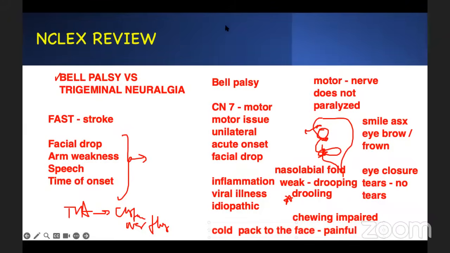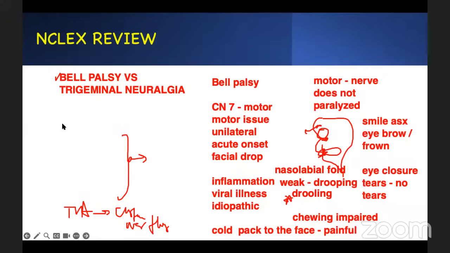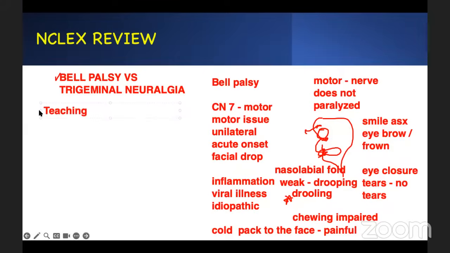Your exam is all pathophysiology. If you figure out the problem, then you know what is going on. I can teach them, right? What kind of teaching do you provide for this patient? Or first of all, let's do treatment.